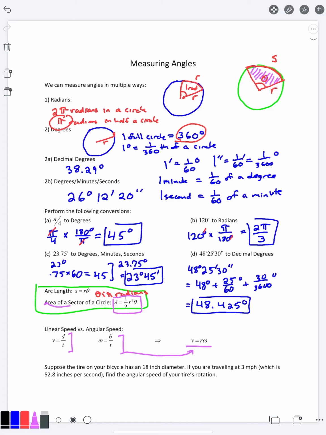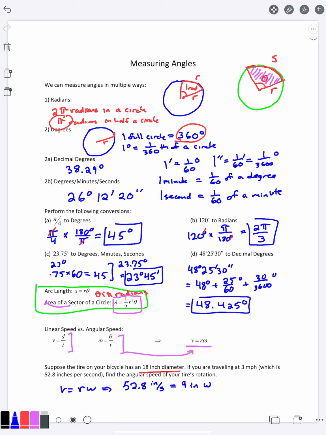And just to convert it to useful units here, 3 miles per hour is the same as 52.8 inches per second. And it says I want to find the angular speed of your tire's rotation. So what we know here is we know the equation V equals R omega. We know that our V is 52.8 inches per second. We know our radius is 9 inches. And again, it's the radius, not the diameter. That's why I had to divide it by 2. And then times omega here.